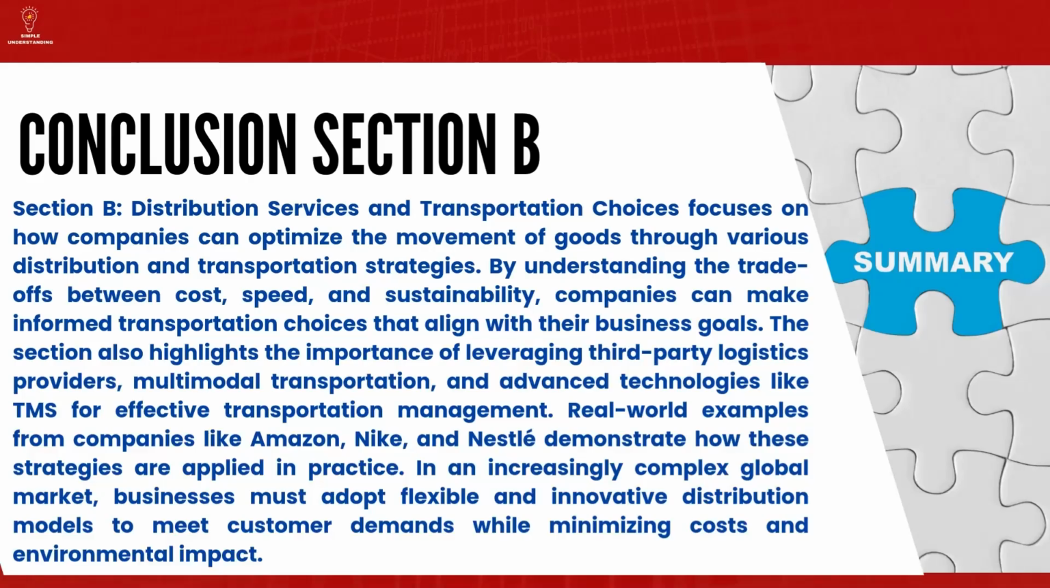Summary. Section B, Distribution Services and Transportation Choices, focuses on how companies can optimize the movement of goods through various distribution and transportation strategies. By understanding the trade-offs between cost, speed, and sustainability, companies can make informed transportation choices that align with their business goals.